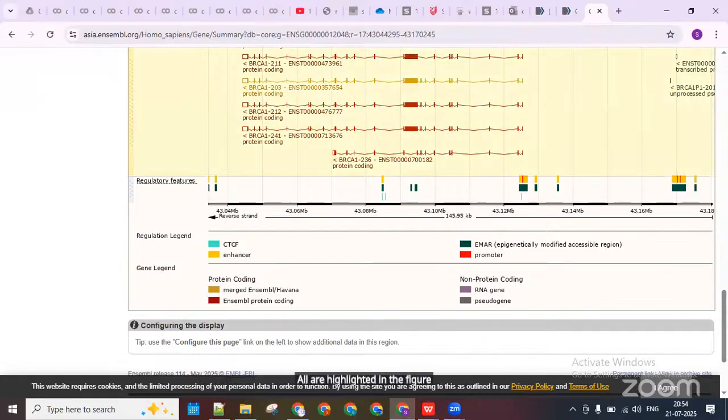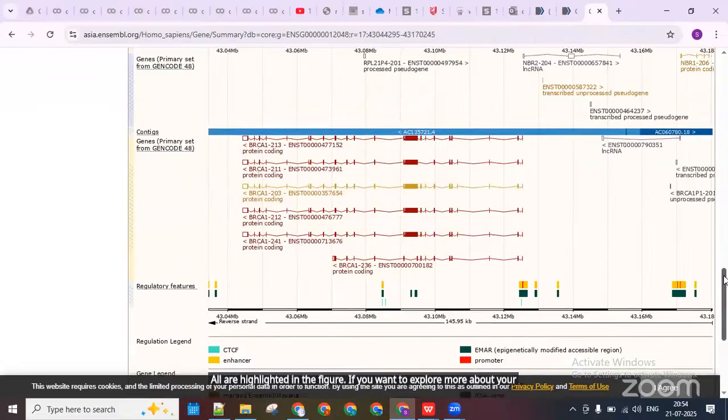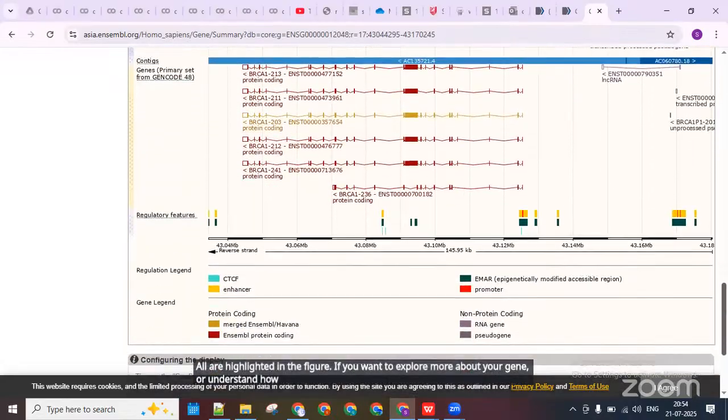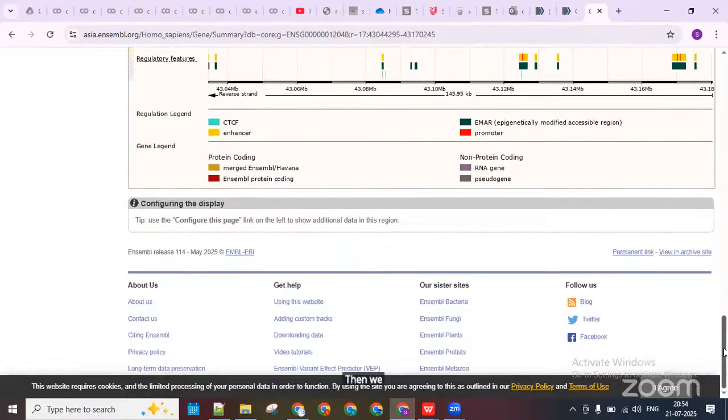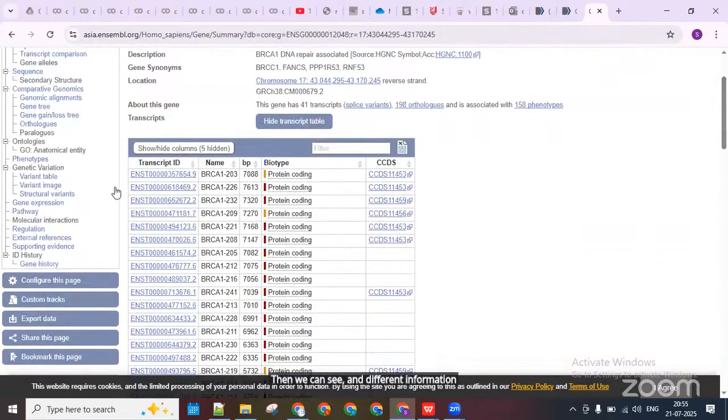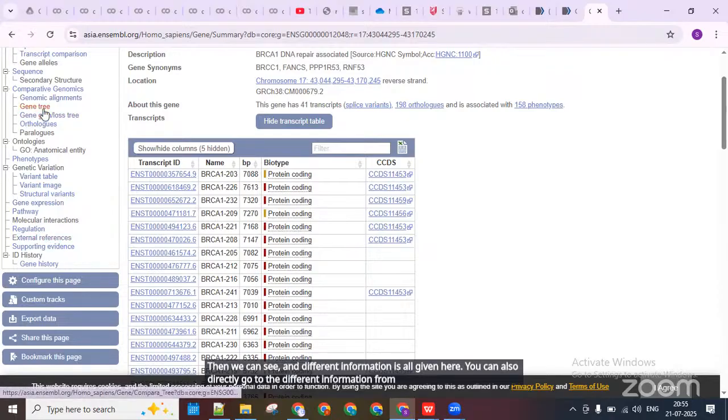If you want to explore more about your gene or understand exactly where it varies, different information is all given here. You can also go directly to the different information from the tab given here. So this is about the Ensembl database.